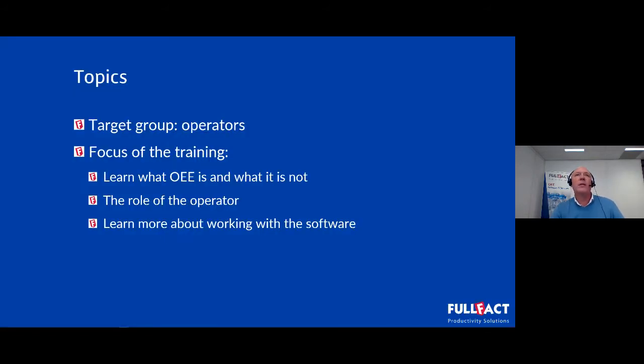Topics. Target group: operators, the most important group in your factory. If they work well, your lines will work well. Focus on the training, learn what OEE is and what it is not. The role of the operator, once again, very important. And learn more about working with the software.